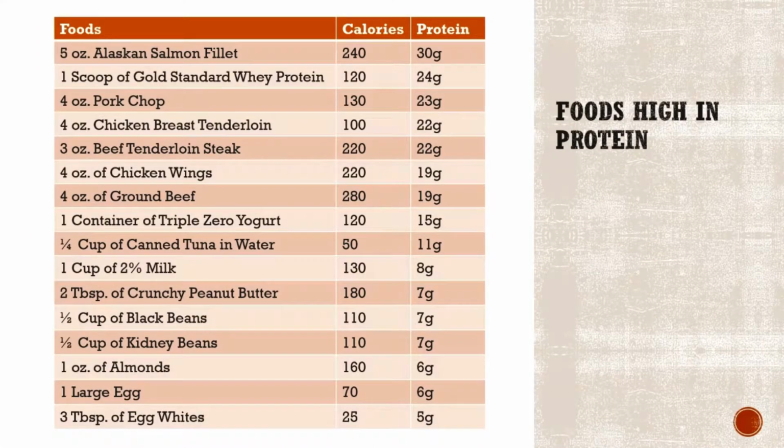As you can see, I have compiled a list of foods that are considered high in protein. It's very important that I choose lean cuts of meat. The difference between 4 ounces of chicken breast and chicken wings is about 120 calories of fat, while the chicken breast still has more protein.